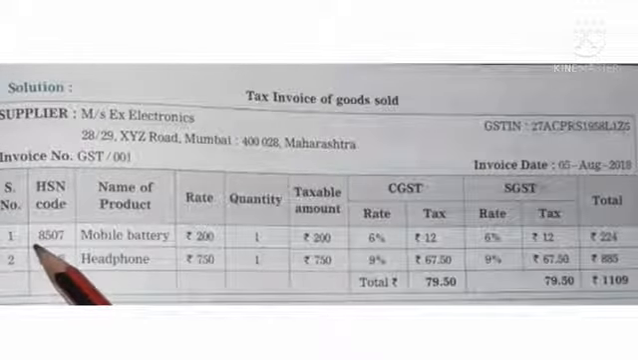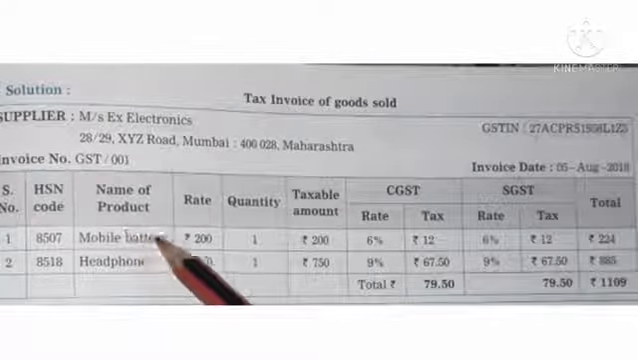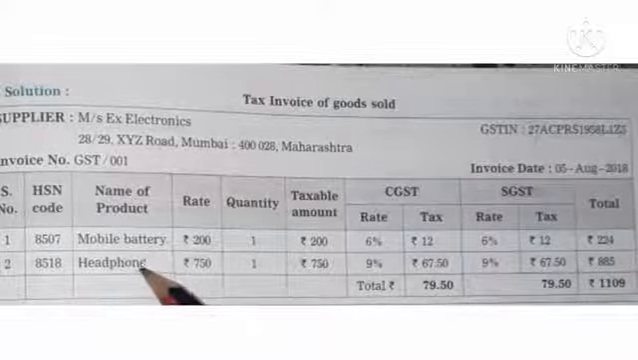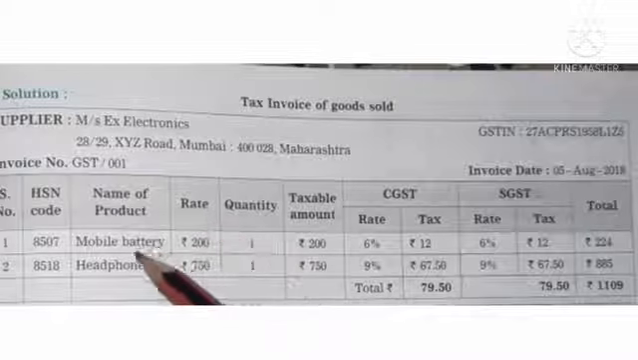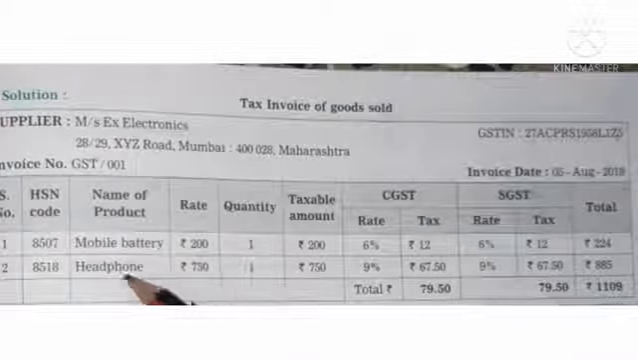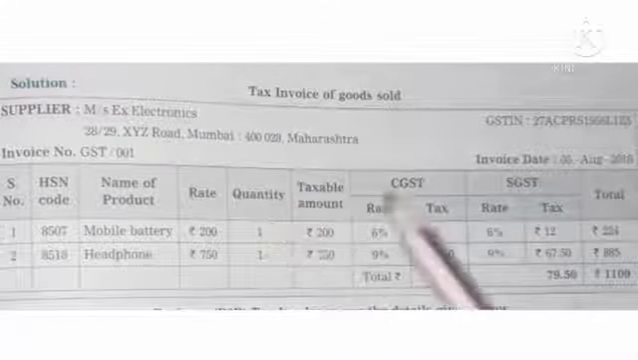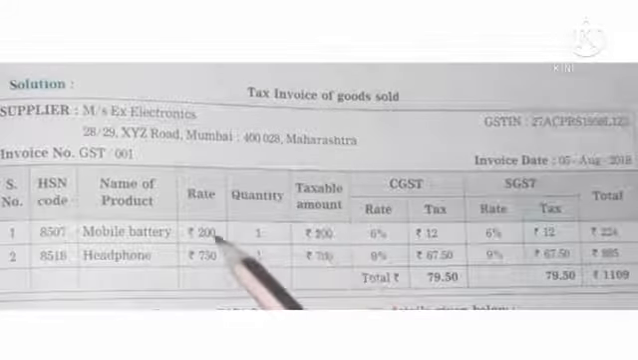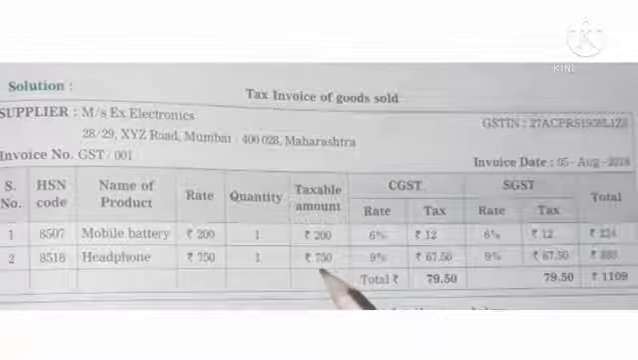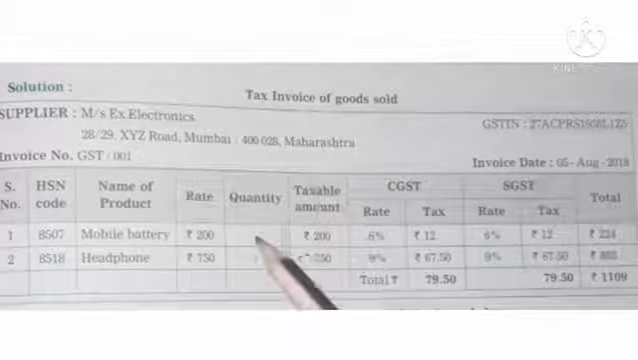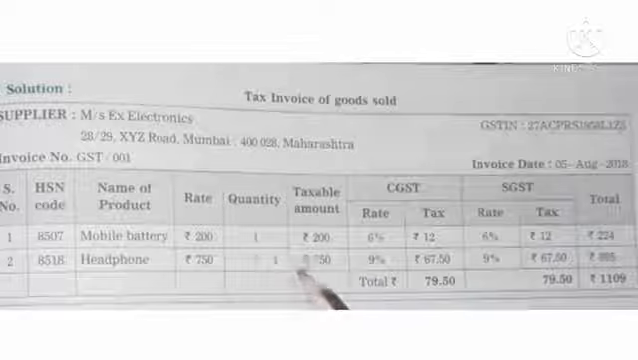So there are two products, so write serial number 1, 2, and the name of the product. The products in the example given are mobile battery and headphone. Their HSN code is also given, write that HSN code. Then rate is given: mobile battery rate is rupees 200, headphone rupees 750, and quantity is also given, 1. If there are two quantity, you multiply and write here 200 into 2, 400, 750 into 2, 1500. So taxable amount, there is only one quantity, therefore 200 into 1, 200 and 750 into 1, 750 rupees.